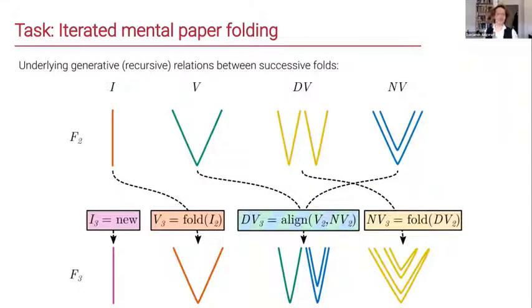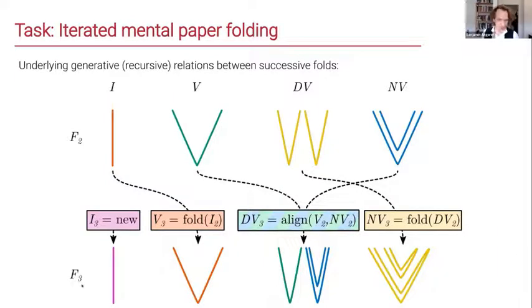So why is this interesting? If you keep doing this, at one point you might notice that there's an underlying generative structure. There's a recursive relationship between successive folds. Already you've seen in this picture just now, the crease from one fold gets folded in the middle, becomes this V shape.